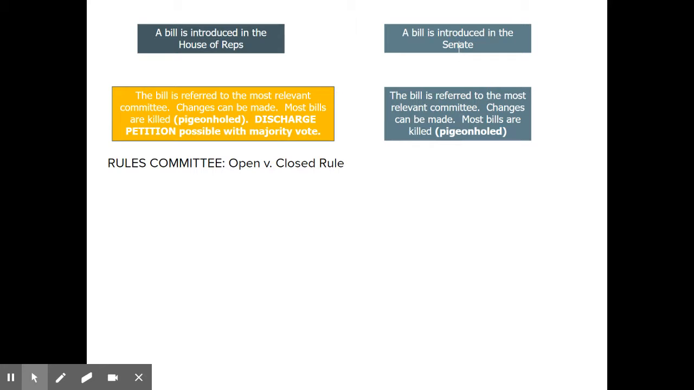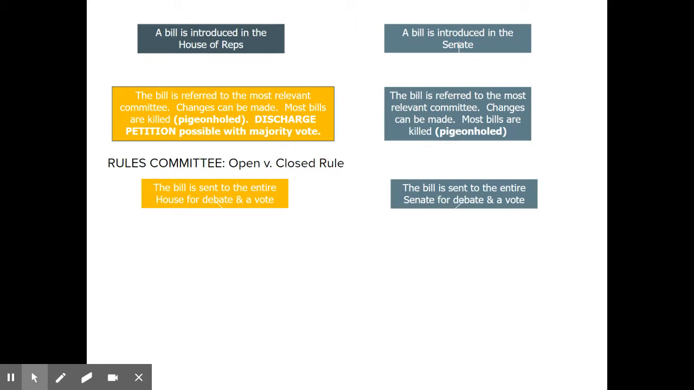The same thing would be happening in the Senate. A proposed bill would be sent to the most relevant committee. And again, most bills die in committee. If it makes it out of committee, the bill will be sent to the entire House, the first time that all the reps have a chance to debate and vote on a particular bill. And the same thing would be happening on the Senate side if it makes it out of committee. The entire Senate would get to debate and vote on the proposed bill.